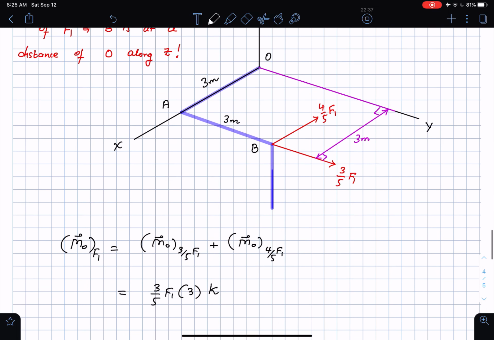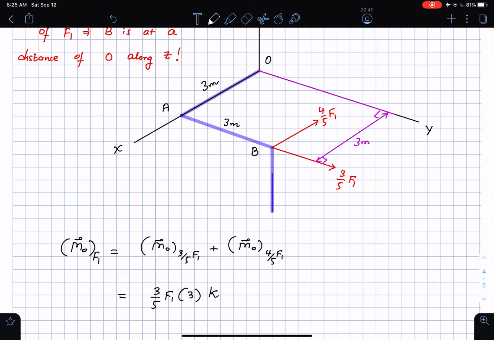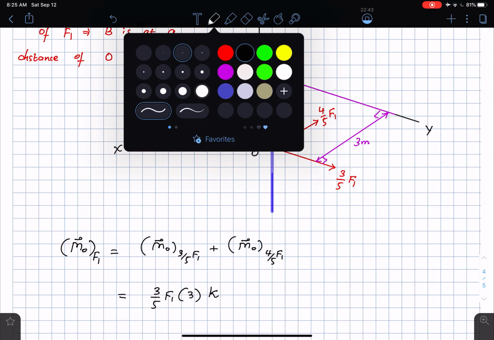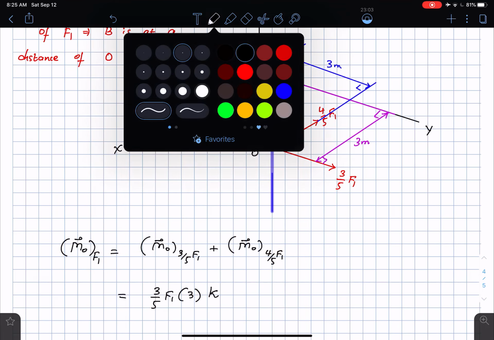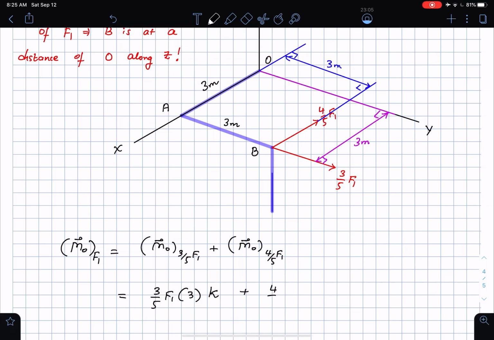I do the same thing for the 4/5 F1 from the point O, so let me take a different color here. From the point O, I draw a line parallel to that force. I take this force and I extend its line of action right here. And you'll see that this distance is known to me. That distance is given to me as 3 meters, and that's a perpendicular distance, which means that the moment due to that force is going to be 4/5 F1 times a distance of 3 meters as well.